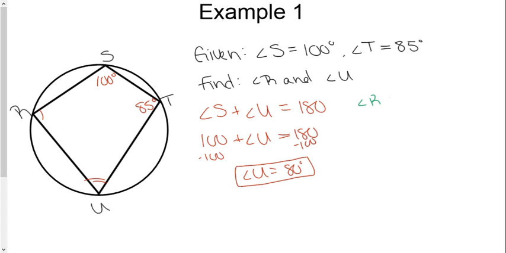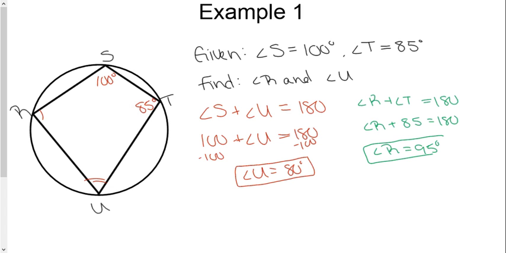So I know angle R plus angle T, again, add up to 180 degrees. Plugging in what I know, angle R plus 85 is equal to 180. So that means angle R must be equal to 95 degrees. Since I didn't write it down, I'll go ahead and write it down just in case. All I did was subtract 85 from both sides to get my 95 degrees. This is going to be the majority of your homework, is knowing that opposite angles add up to 180.